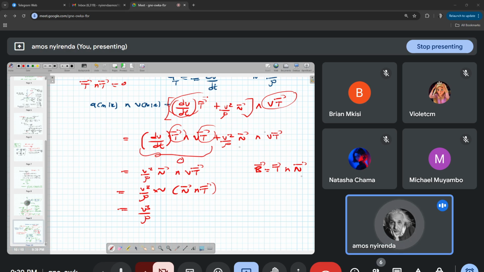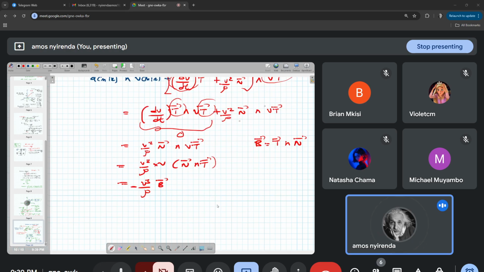But here you can see that I've changed the positions of n and t. The vector product is anti-commutative, so if I change the positions of the vectors, I'm going to have a minus sign. So I'll have a minus sign and then the vector b. This is the vector product of acceleration and velocity.